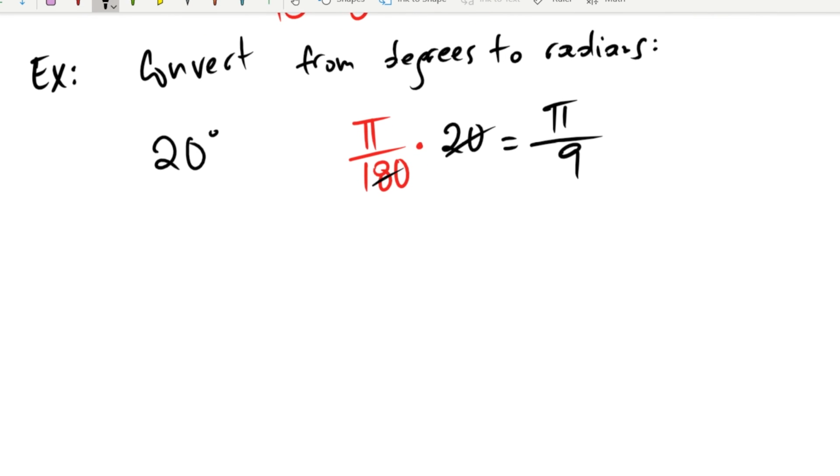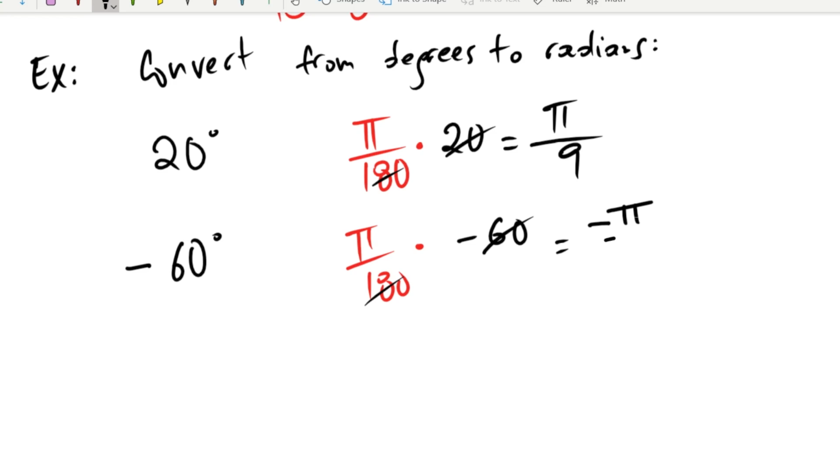Let's go ahead and convert negative 60 degrees into radians. Once again, we do exactly the same. We take pi, we divide by 180 degrees, and we multiply by negative 60. Cancel here again, and then we have negative pi over 3.